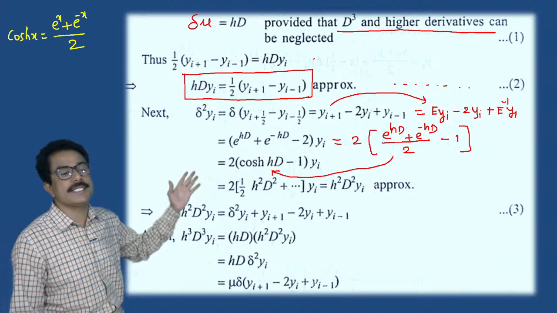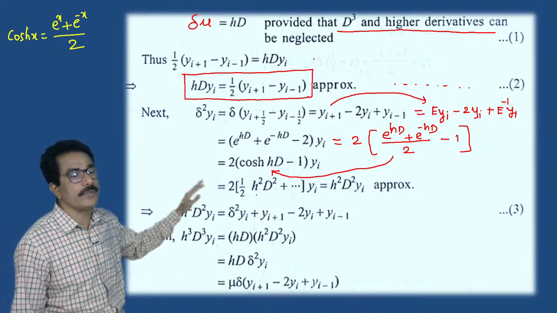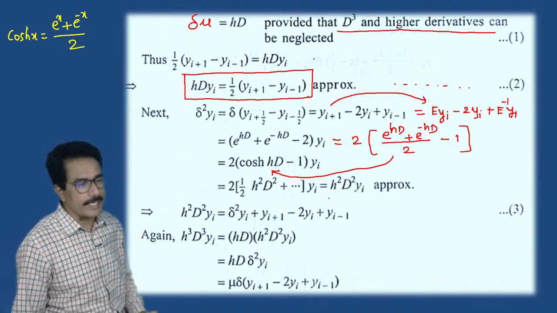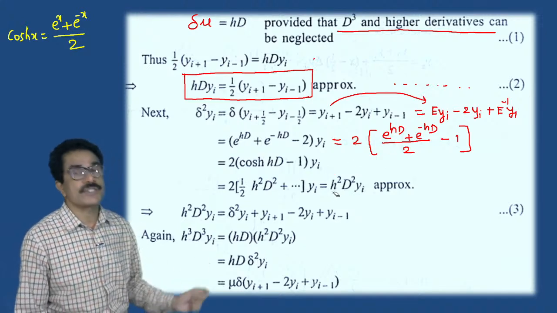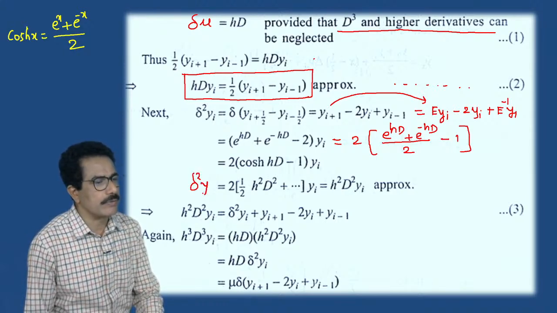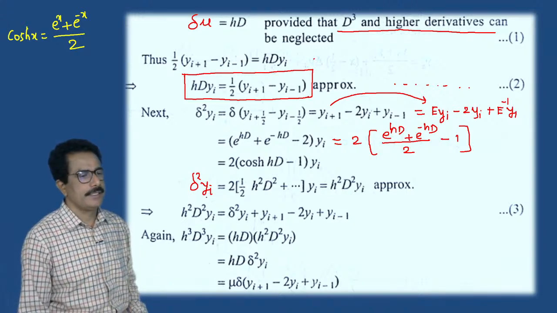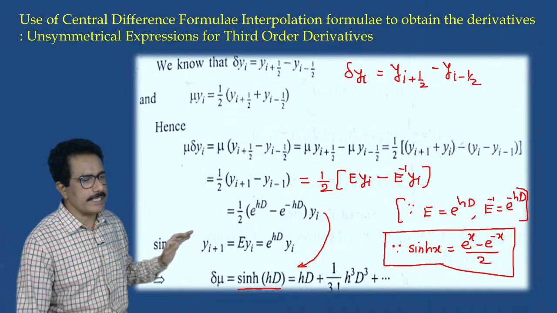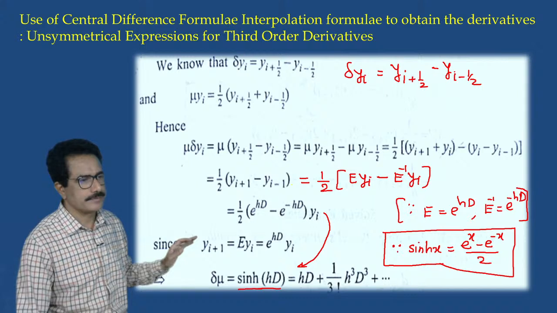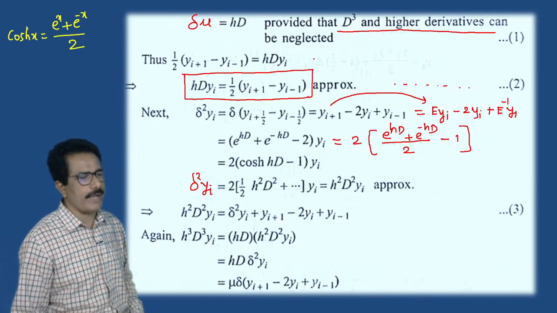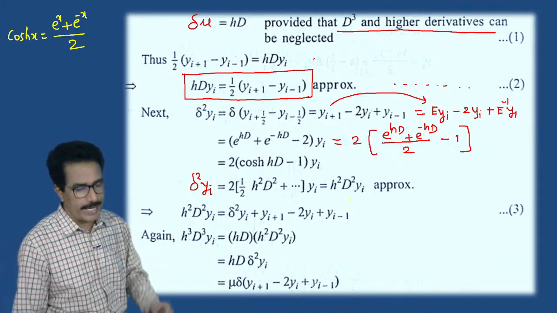Now again use the expansion formula of 1 by 2 cosh hD. 2 as it is, 1 by 2 h square D square, plus dot dot dot, but remove the higher derivatives. 2 2 cancels. It will be h square D square yi. This is the value of delta square yi, which is equal to h square D square yi.